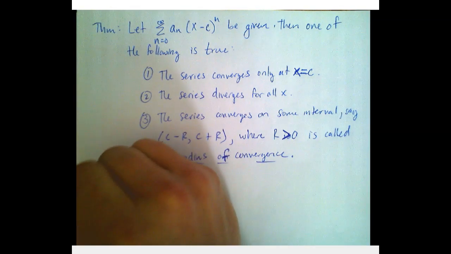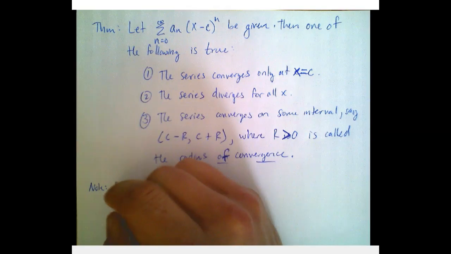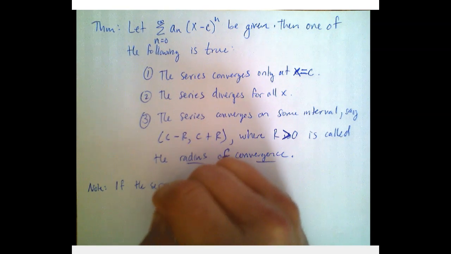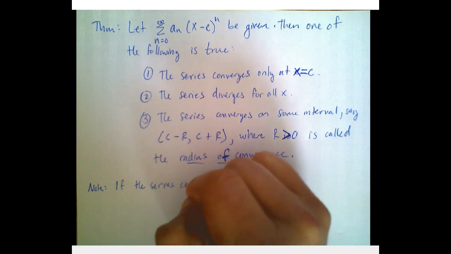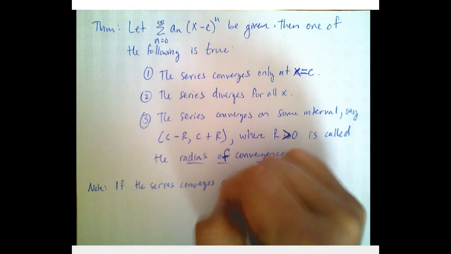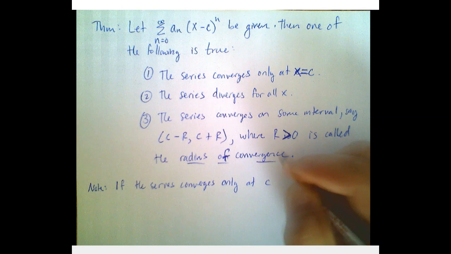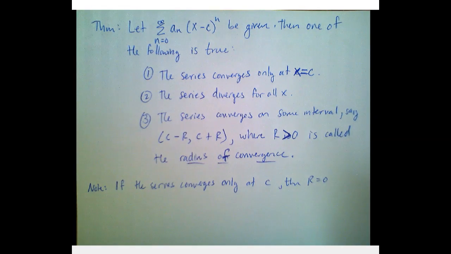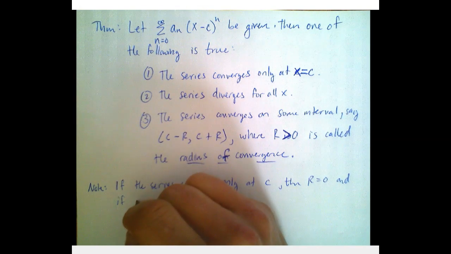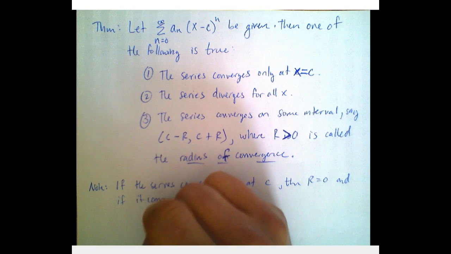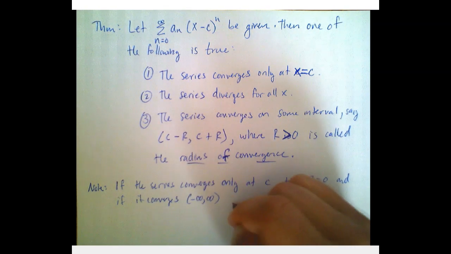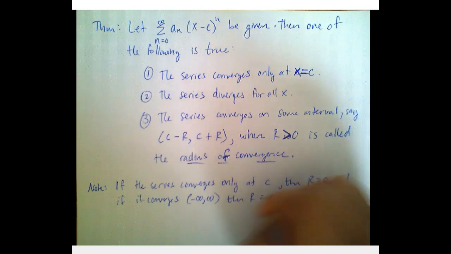So, note, if the series converges only at c, then R is 0. And if it converges on negative infinity to infinity, then R is infinity.